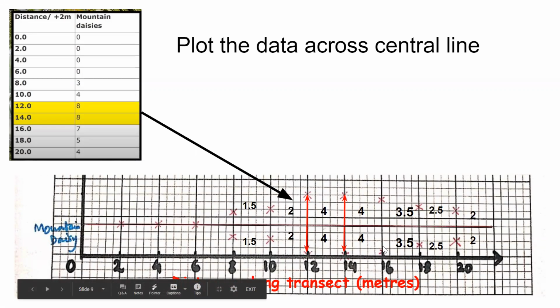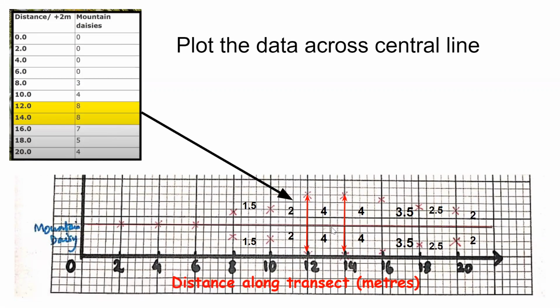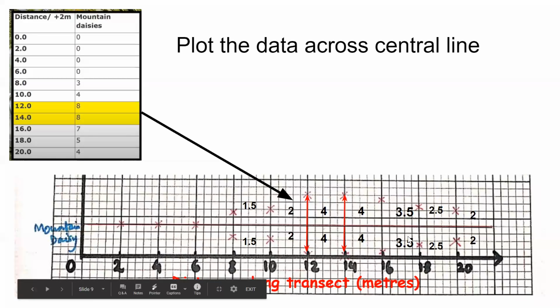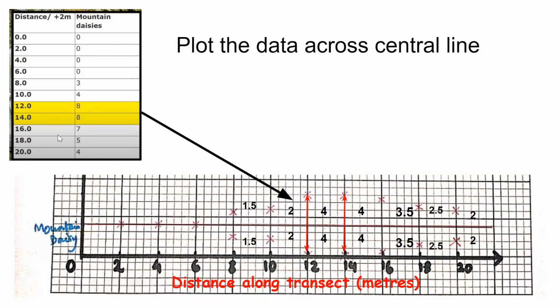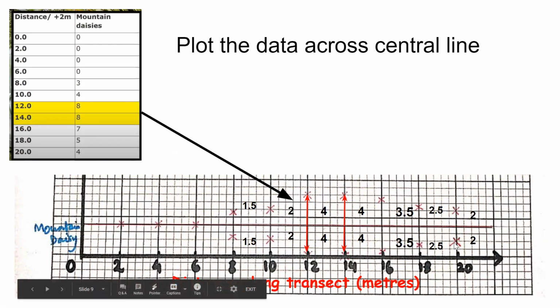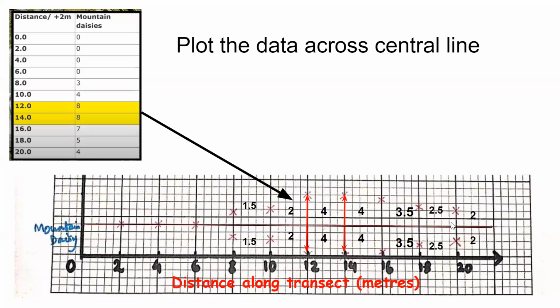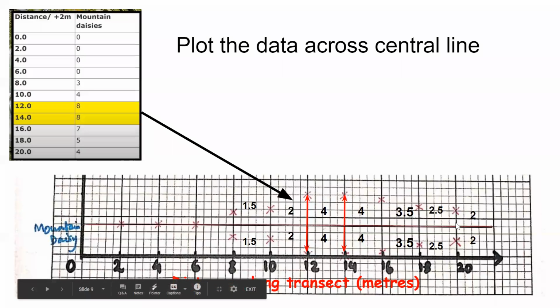Okay. Look at 16. There were 7 daisies found at 16 meters. So I took 3.5 centimeters up, 3.5 below. 3.5 plus 3.5 is 7. That's what our number is on the table. Similarly, 18. At 18 meters, I found 5 daisies. So I'm going to split it into 2.5, 2.5. I'm going to take a point 2.5 centimeters above my central line and 2.5 below. Last at 20, I got 4 daisies. So 2 and 2. This is my last plot.